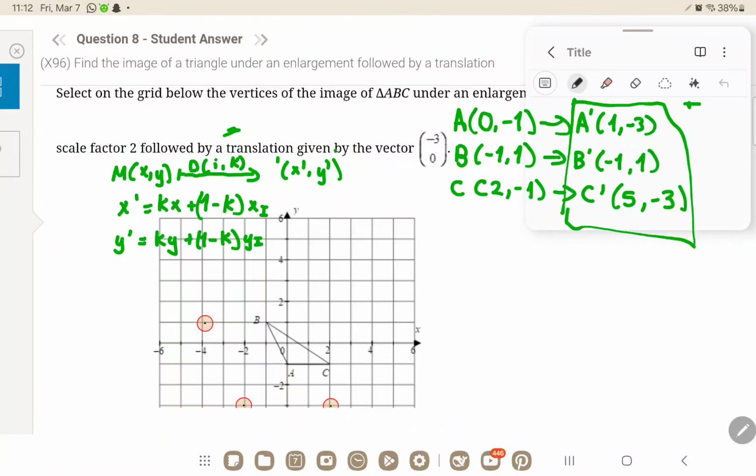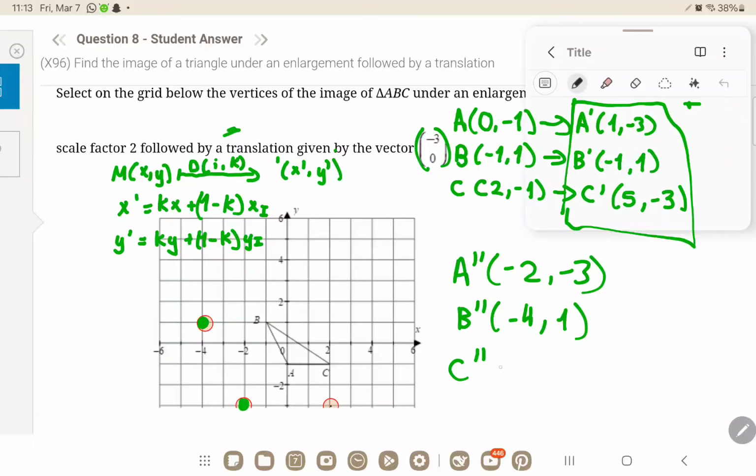Now we need to undergo the translation, which is negative 3, 0. So A prime would be 1 plus negative 3, which is negative 2. Negative 3 plus 0 is negative 3. So you have a point at negative 2, negative 3. Now, B prime prime would be negative 1 plus negative 3, which is negative 4, and then 1 plus 0, which is 1. Then you'd go to negative 4, 1, you'd have a point. Now C prime prime would be 5 minus 3, which is 2, negative 3. So which is 2, negative 3.